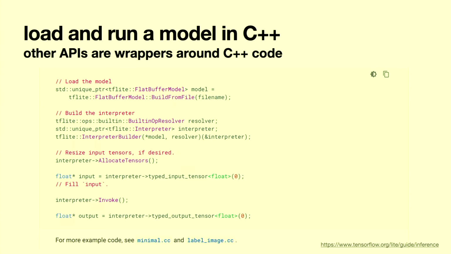Okay, so how do you load and run a model in C++? Basically, you load the model, build the interpreter, and resize the input tensor if needed. Then you fill the input. You probably want to, say, copy the input image into the input tensor, something like that, and then call invoke. Then you can run it.